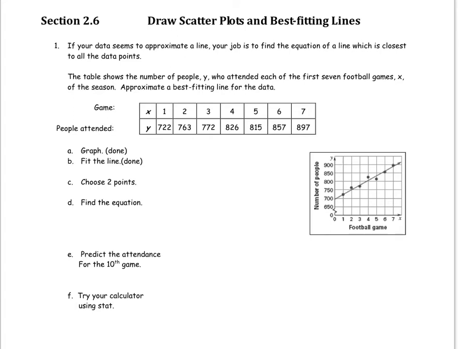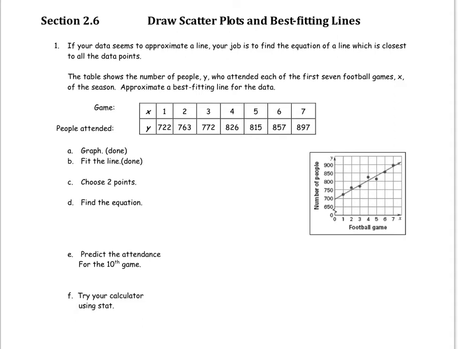Hi class, let's talk about section 2.6. It's draw scatter plots and best fitting lines. So a scatter plot is something you should be familiar with again. It looks like this right here. This is a scatter plot. Ignore the line, but just having all these different points on here, this is what a scatter plot is. So it's a graph that's got different points plotted on it. And then this one has the line of best fit drawn right in it already.